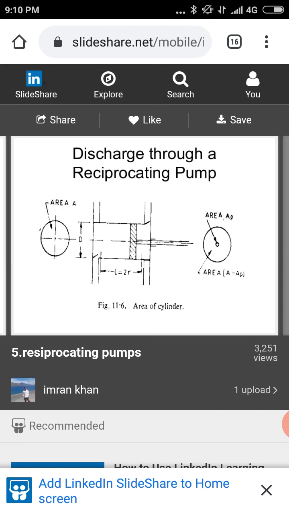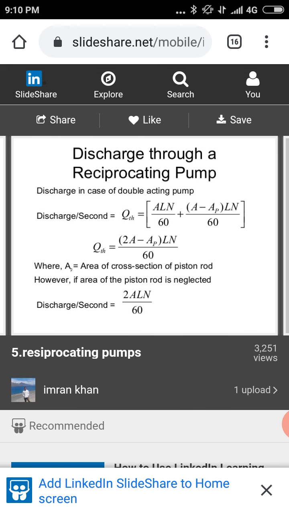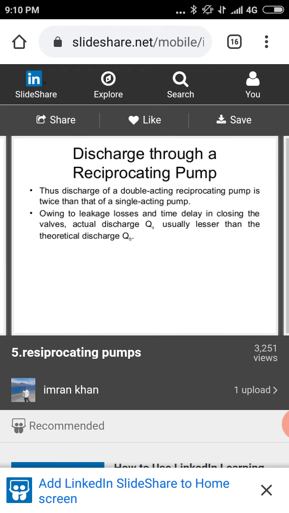Then discharge through a reciprocating pump, the area equals A minus AP. Then the discharge through the reciprocating pump in case of a double acting reciprocating pump: here the area of the double acting cylinder is double, or we can consider the piston diameter, that is A minus AP into L N divided by 60. Or, where the piston rod is neglected, the discharge per second equals 2 A L N divided by 60.